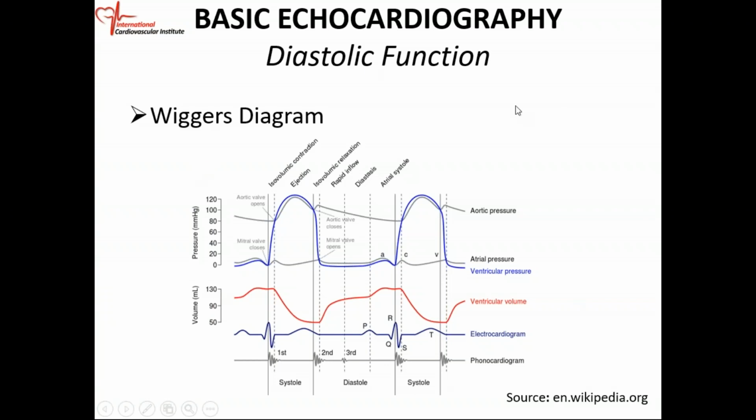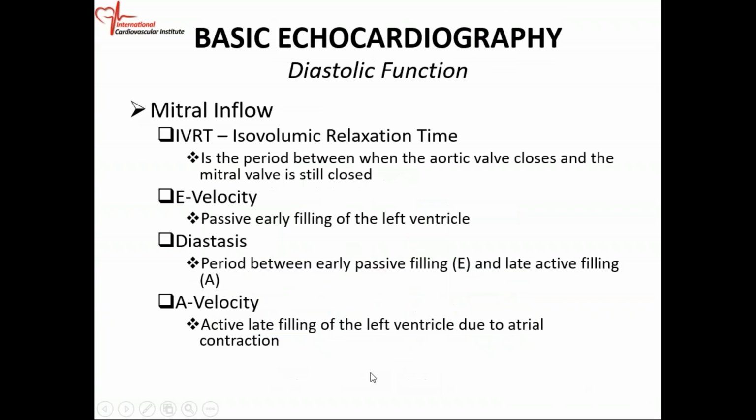So this is the Wiggers diagram. Go over it, study it, know it. All right, so when we look at the mitral inflow, we talk about the IVRT, which is the isovolumic relaxation time. It is a period between when the aortic valve closes, just before the mitral valve opens, so the mitral valve is still closed. So all the valves are closed.